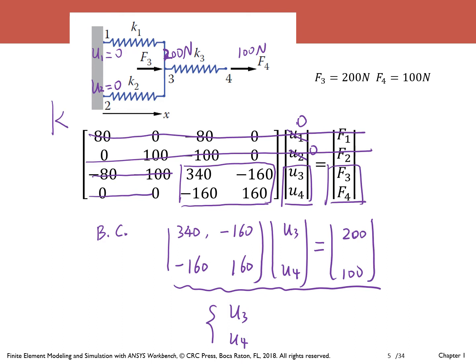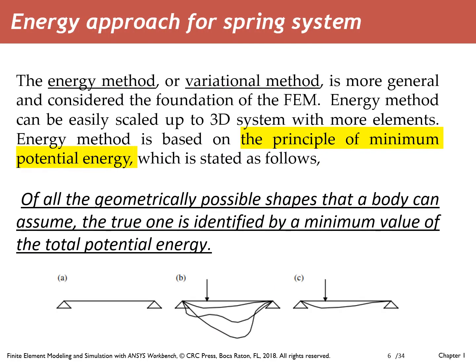This is the quiz problem we left off with in the last lecture, and now we'll continue with today's topic. Today's topic is the energy method, and we will apply this method to a simple 1D spring system. The energy method is also called the variational method. It's a more general method, and it sets up the foundation of FEA, because the energy method can be easily scaled up to 3D.